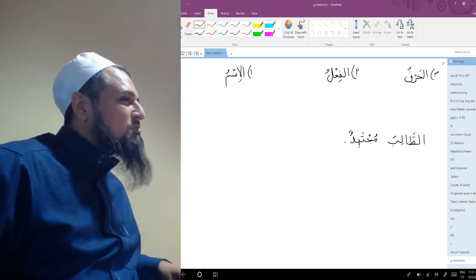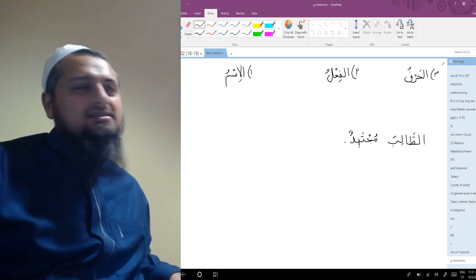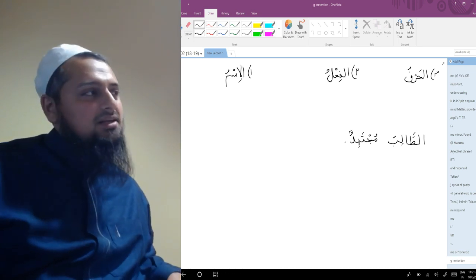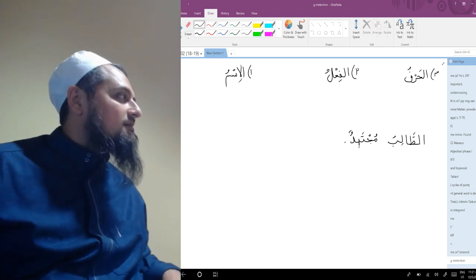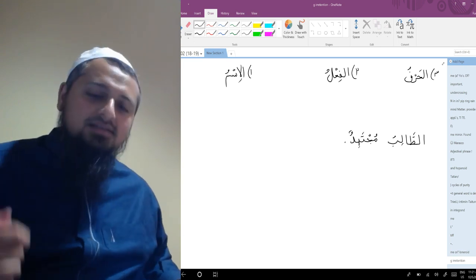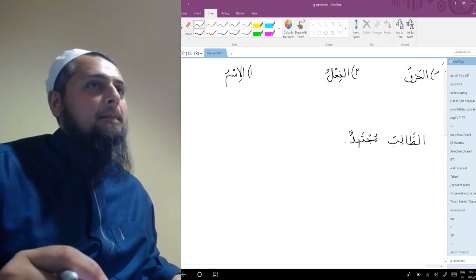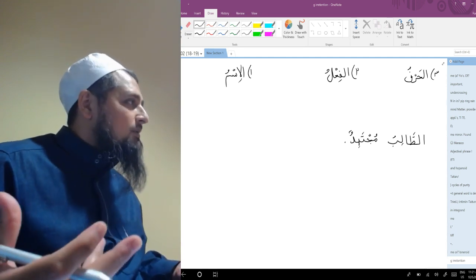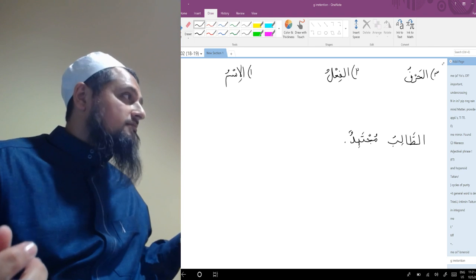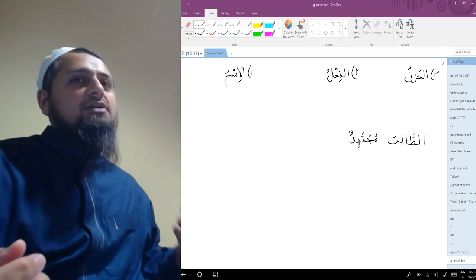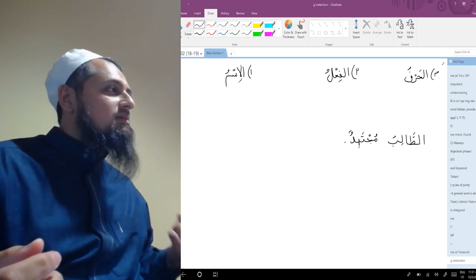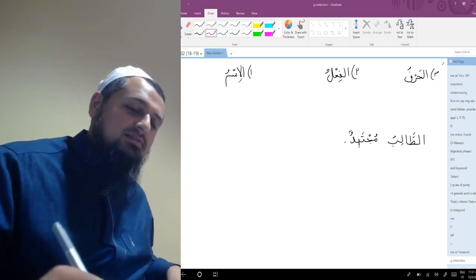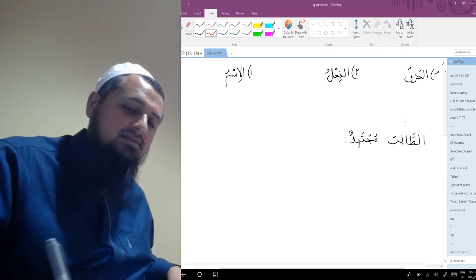Alright, al-talibu mujtahidun. It means the student is hardworking. Now looking at this sentence, is the word al-talibu an ism, a fa'il, or a harf? It's an ism. Good. How do I know that? It's something that stands on its own. It's a noun. It conveys a meaning on its own, and there's no tense. Mujtahidun, hardworking. Is it an ism, fa'il, or harf? It's also an ism. So both of these words are classified as ism.